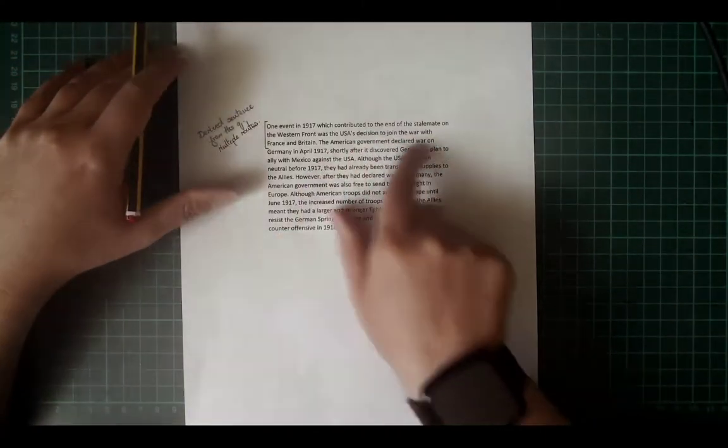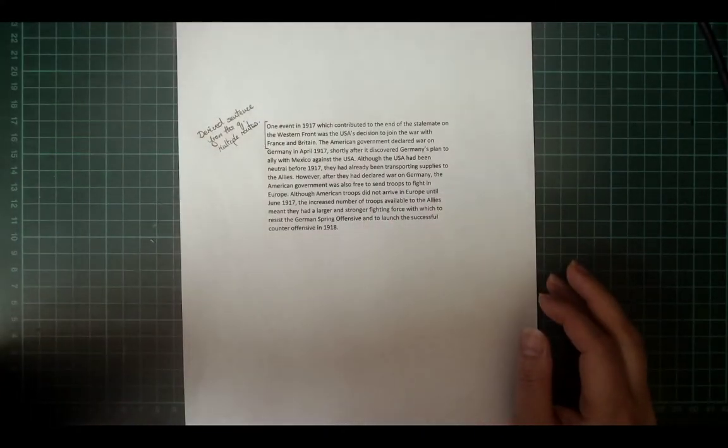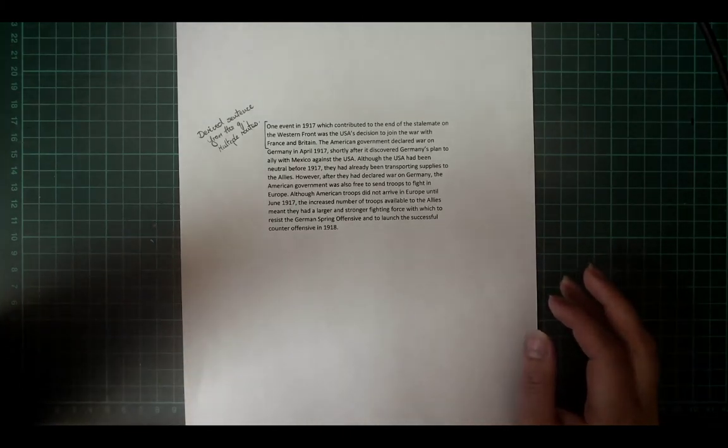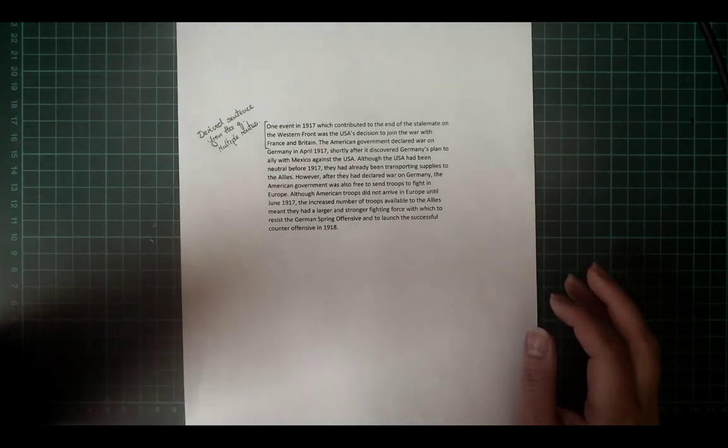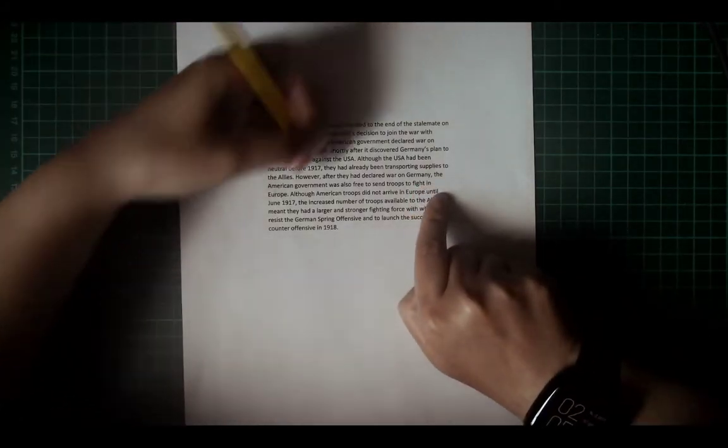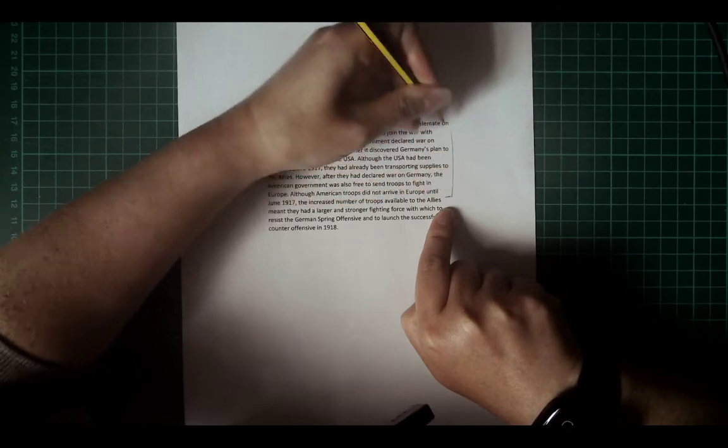This, according to my usual structure, is now the what actually happened bit. The American government declared war on Germany in April 1917, shortly after it discovered Germany's plans to ally with Mexico against the USA. Although the USA had been neutral before 1917, they'd already been transporting supplies to the Allies. However, after they declared war on Germany, the American government was also free to send troops to fight in Europe. Okay, so this is arguably the what happened bit, and actually I think there are some bits that we can cut.